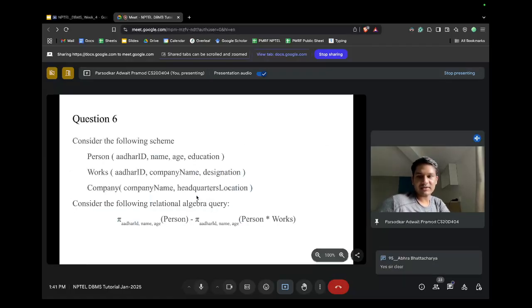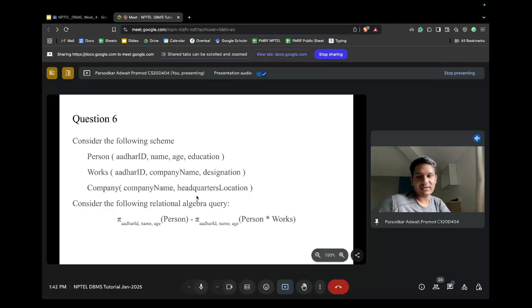So moving to the next question. You have three tables: person, works, company. Person has four attributes: Aadhaar ID, name, age, education. Work has three attributes: Aadhaar ID, company name, and designation. And company has two attributes: company name and headquarters location.